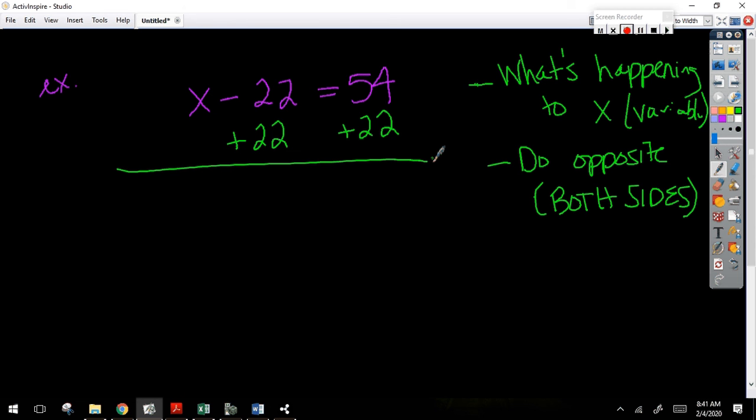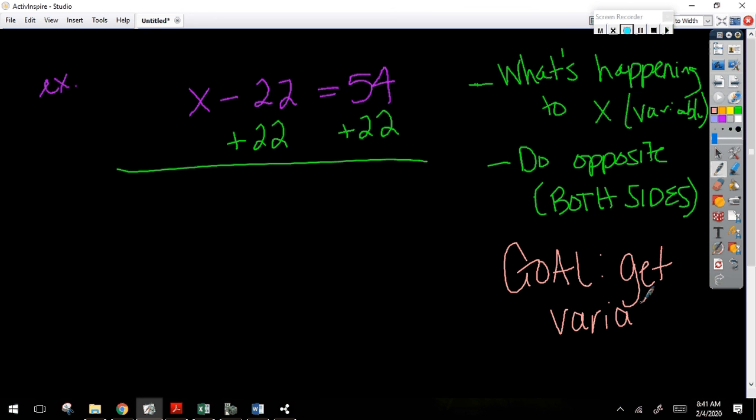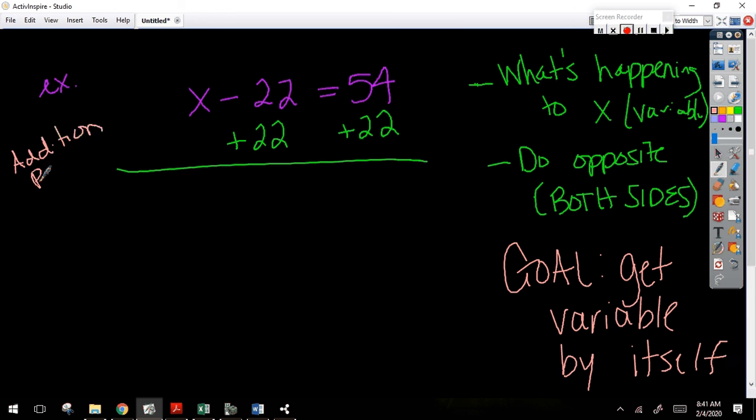All right, so I added to both sides this way, and the whole point in this, the whole goal that you have to remember, our goal, get x, get the variable by itself. Whatever you have to do to get rid of anything that's with it, that's what you have to do to get the variable by itself. So here it's got this negative 22, so if I just add to both sides. What property allows us to do that? Addition property of equality.